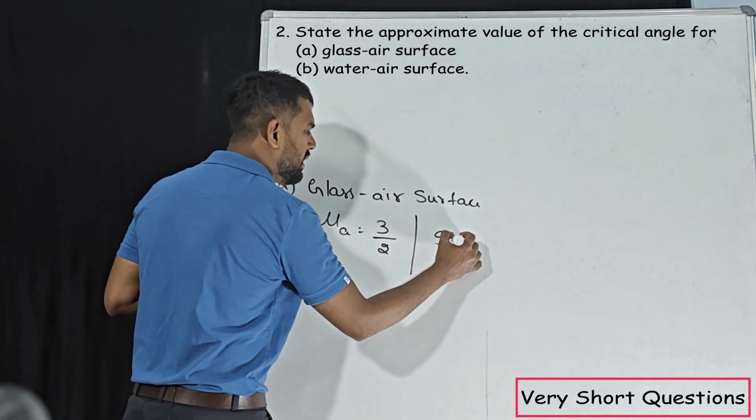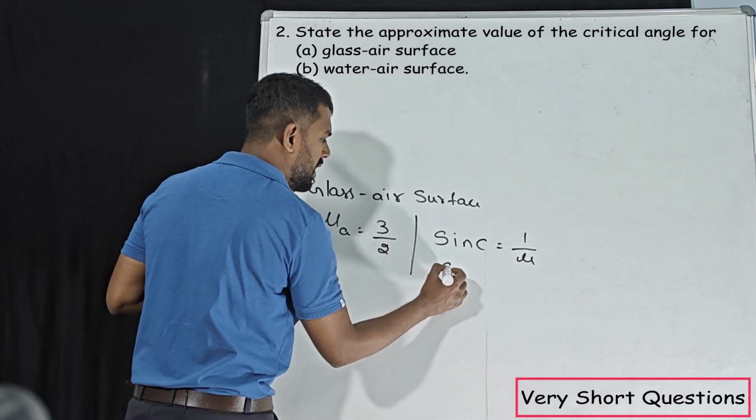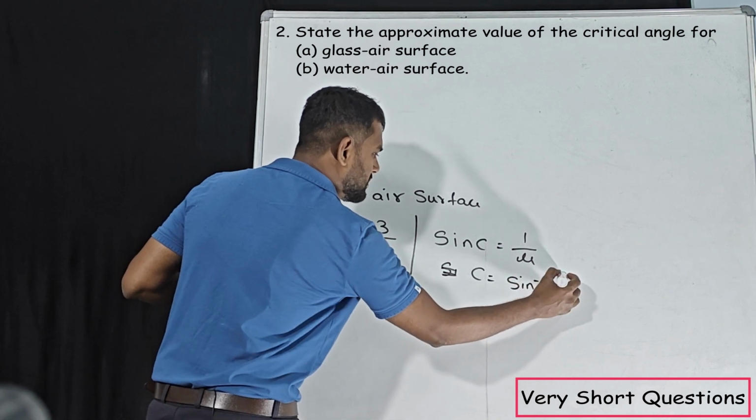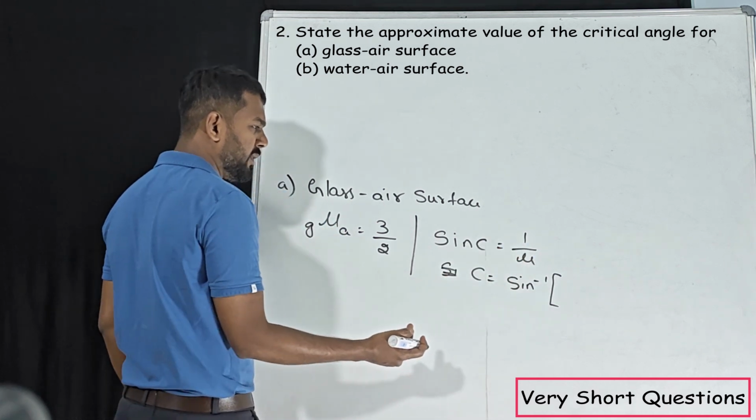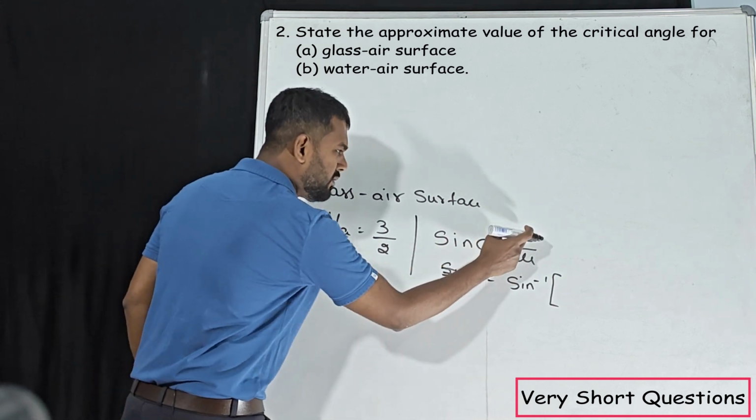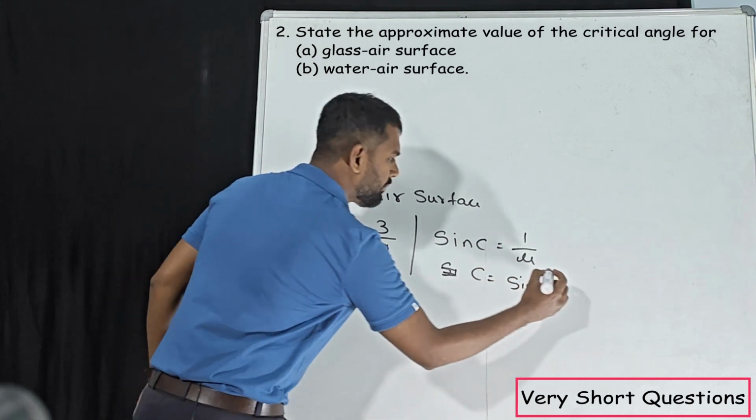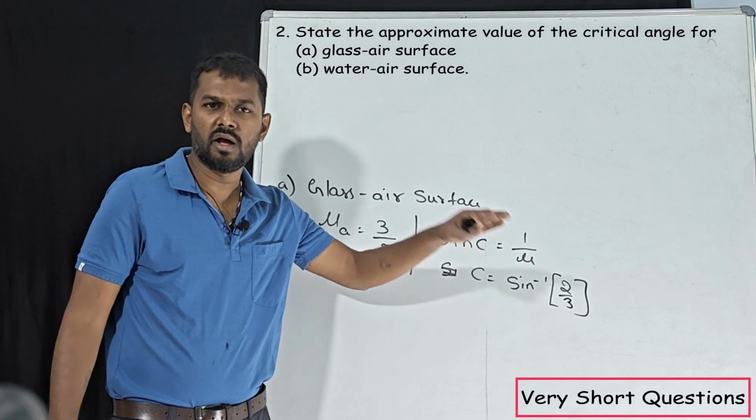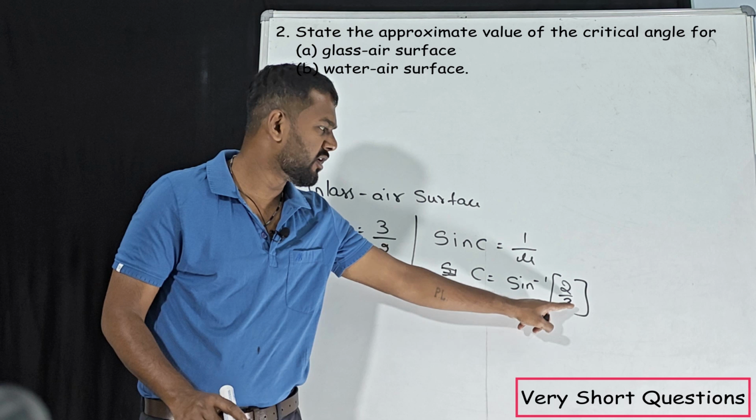But what is the formula to find the critical angle? sin C is equal to 1 by mu. So C is equal to sin inverse of 1 by 3 by 2. The refractive index value is 3 by 2, so it becomes 2 by 3. I know you have only sin 30 degree, sin 45 degree and so on, but you don't have sin inverse. Very simple. What is the value of 2 by 3?